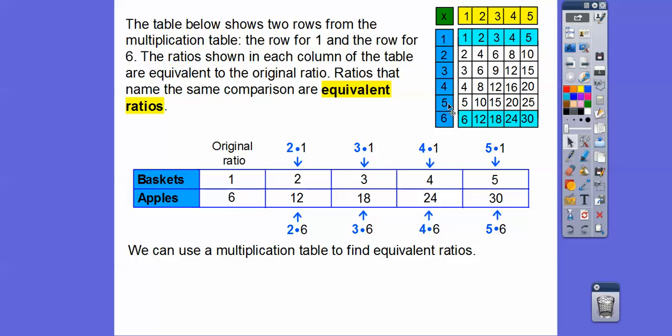Anyway, this is how we're going to use this multiplication table. We're going to use the rows right here to represent the ratio that we're focusing on, and then all of these numbers, this 3 over 18, this 4 over 24, this 5 over 30, are called equivalent ratios. They're equivalent ratios to 1/6, okay?